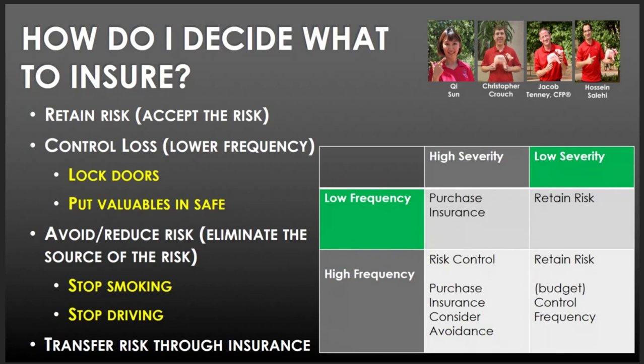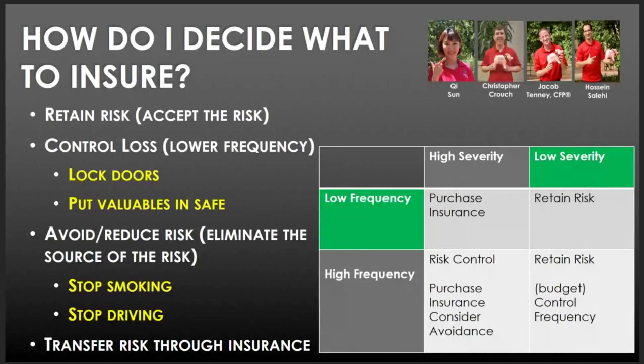So below that is going to be low severity and high frequency. This stuff happens a lot, but when it happens, you're not really out much. So when that happens, you want to control the risk. A good example of risk control would be not leaving your golf clubs in your car overnight because you know that there's a chance that somebody might break in and steal them. Basically anything like that where you are cutting down on the frequency. That's what control is there for. So lowering frequency.